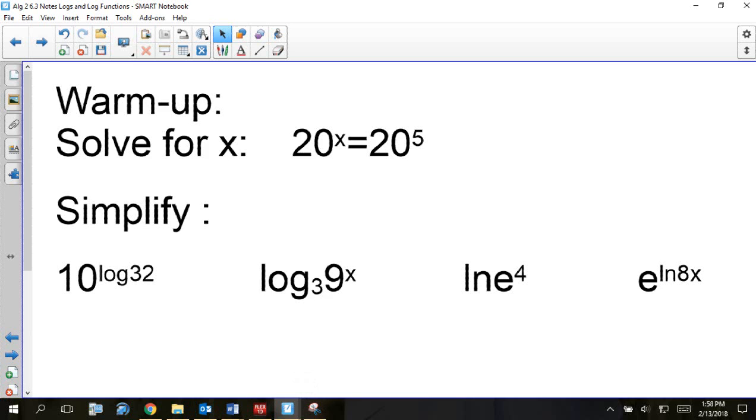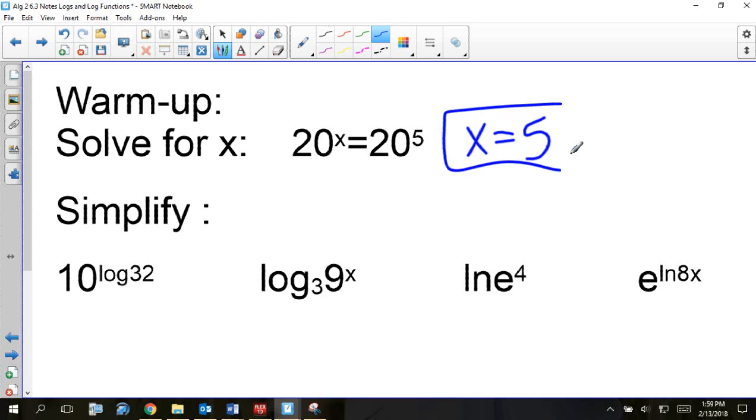Okay, for the warm-up from yesterday, if you have 20 to the x equals 20 to the 5, what does x have to equal? It has to equal 5.